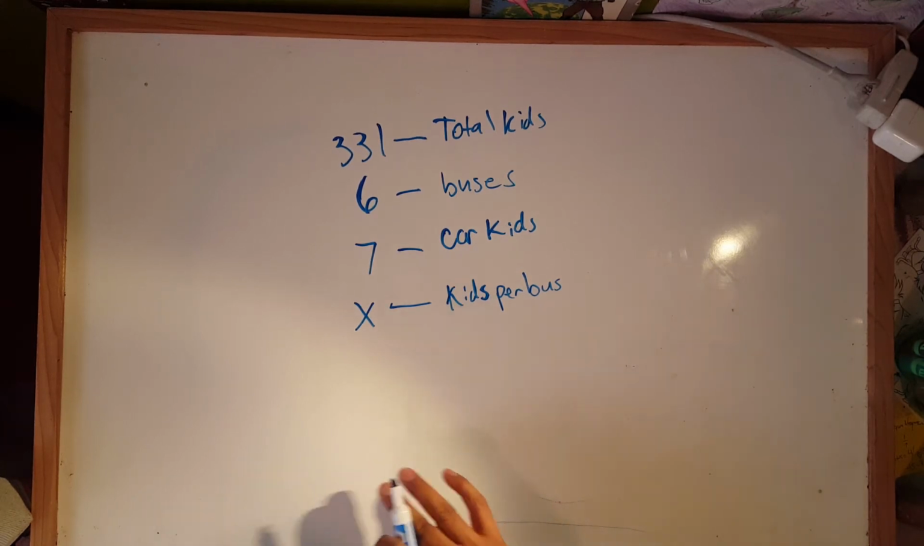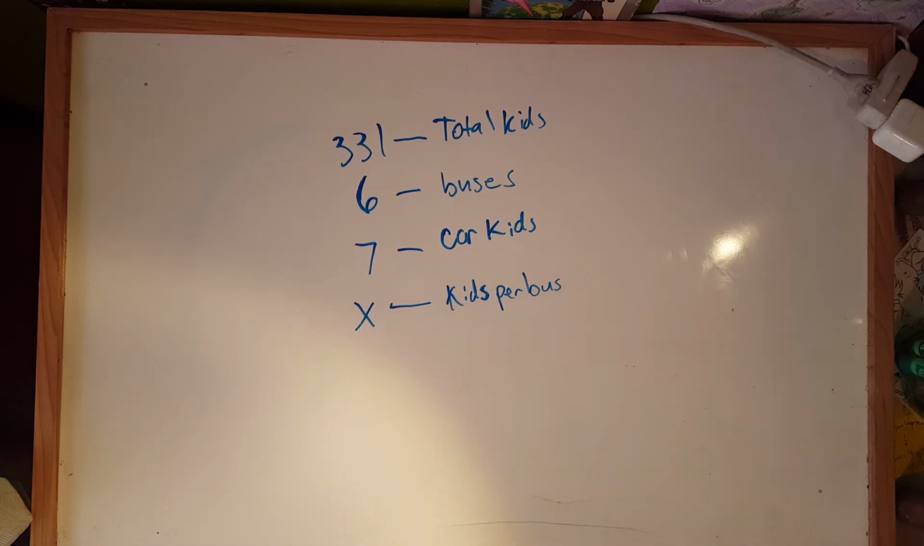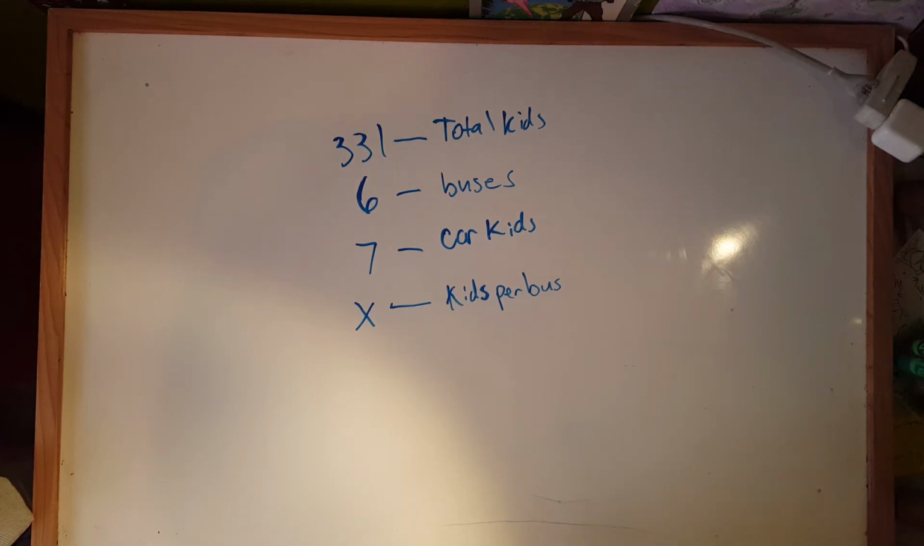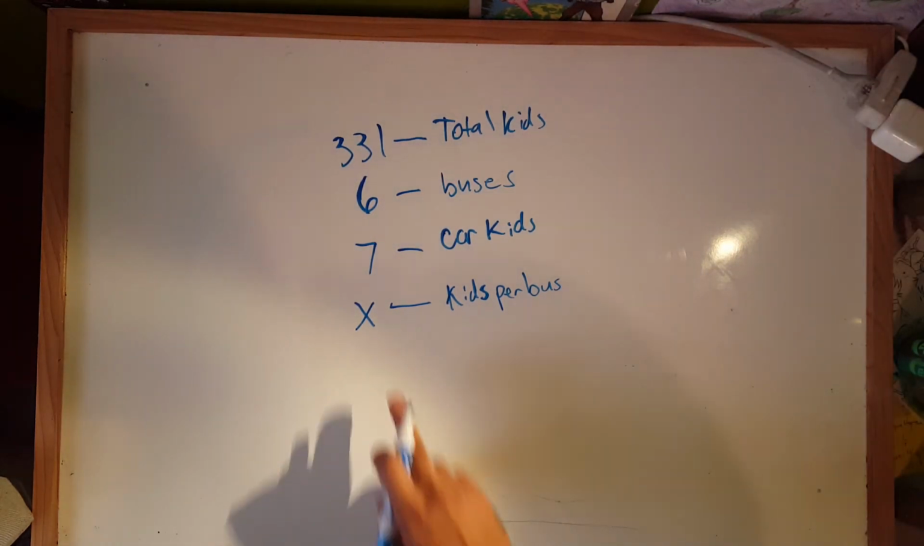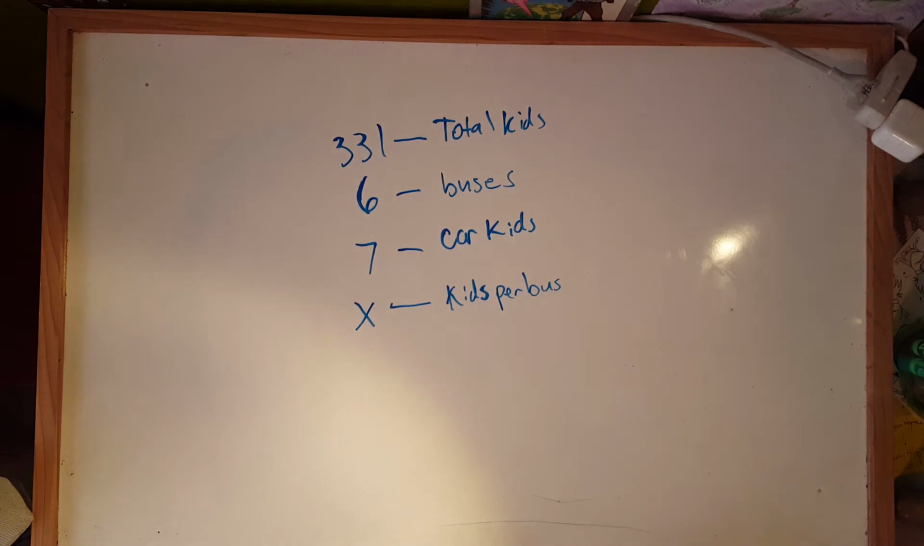Okay, hold on, okay? Let me just finish the recording. All right, so just by looking at this, I should be able to tell the whole story, okay? So this whole story is that we have 331 total kids, and we have 6 buses, and we have 7 kids that rode in cars, and we're looking for X, which is the kids per bus.